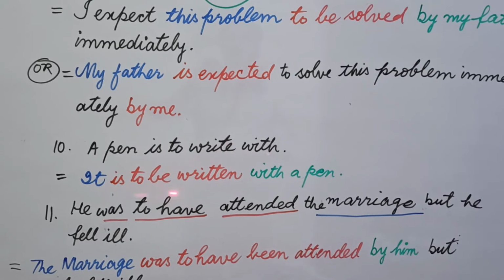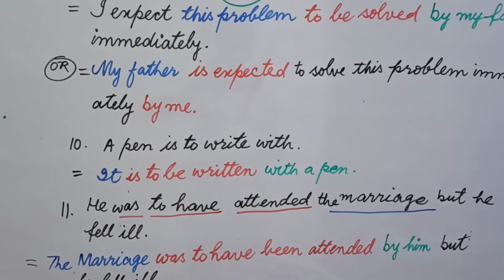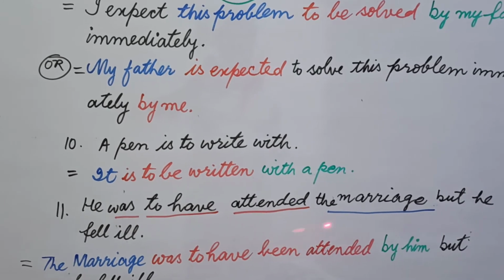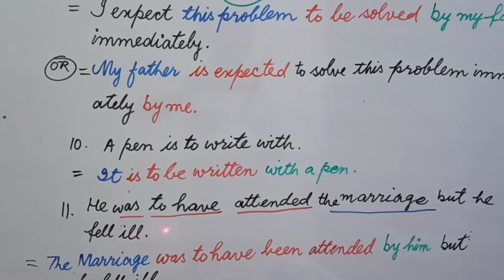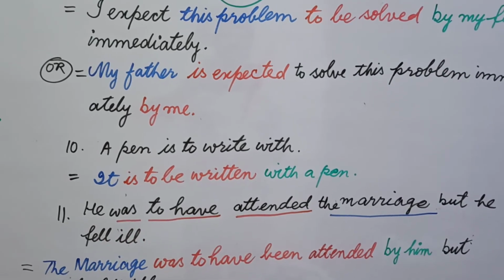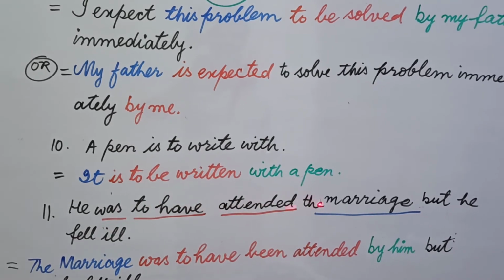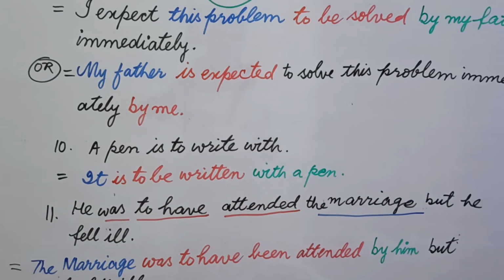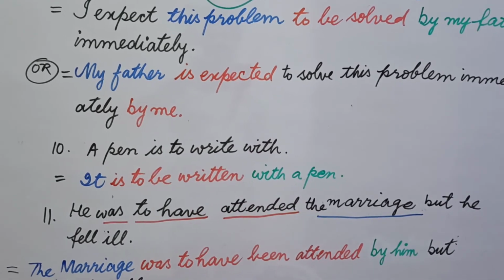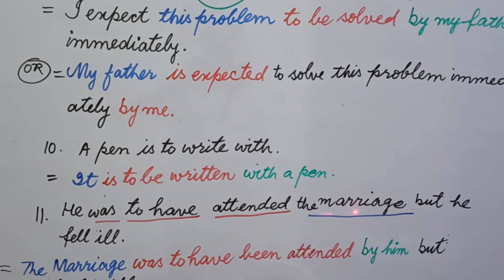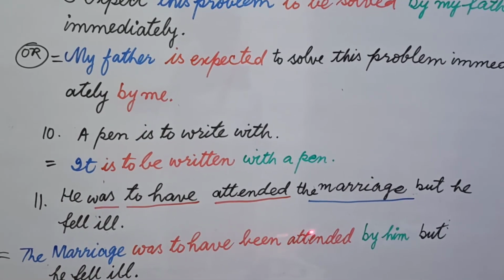So we will transform the first part of this clause into passive voice that is based on the infinitive, and we will not change the next part, because "fell ill" can't be changed into passive voice because it doesn't have any object. So let's see the first part. He was to have attended the marriage. To have plus third form is the perfect infinitive, and the object of "to have attended" is the marriage. So you put the marriage in place of he here. The marriage was to have been attended.